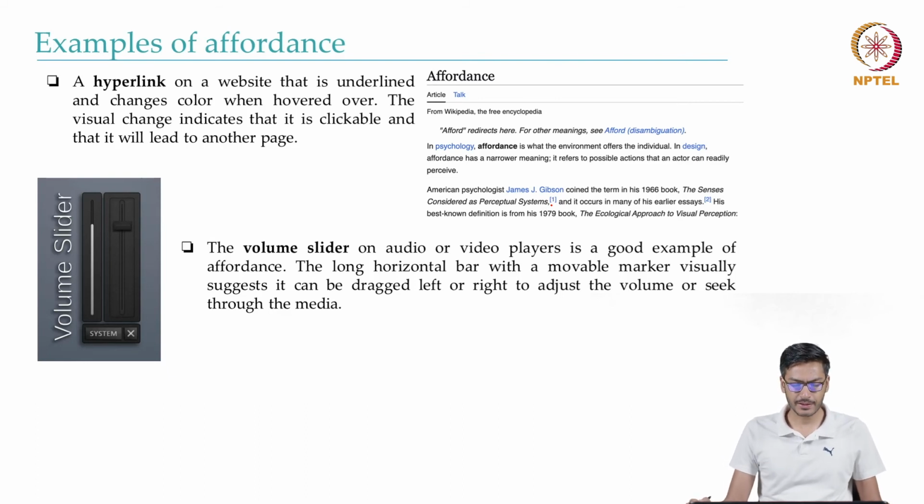A similar example is a volume slider on audio or video players. The long horizontal bar with a movable marker visually suggests that it can be dragged left or right, or for vertical bars up or down, to adjust the volume or seek through the media. This is also true for the seek function in various video players, where you can seek through the content by moving to the point that you need to focus on.